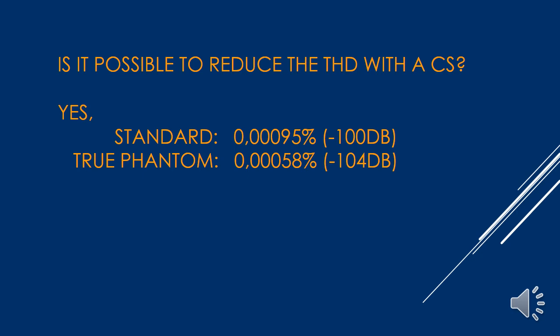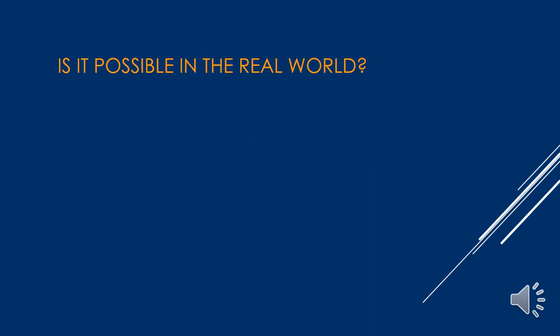Then you have a look at the results of this SPICE analysis. The standard is 3 zeros and a 9.5 in distortion, and the true phantom is 3 zeros and a 5.8. So that is 4 dB less distortion. So it looks like there is a possibility to reduce the distortion, only by this theoretical analysis. Then the question is, is that also possible in the real world?